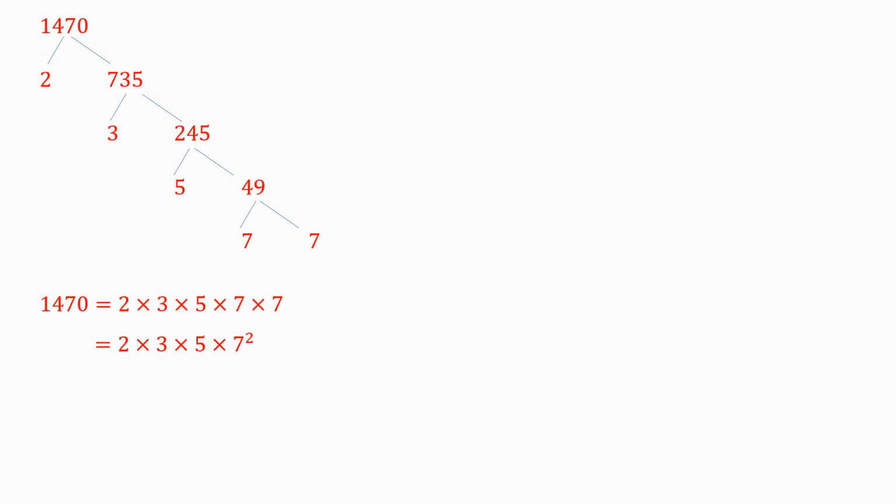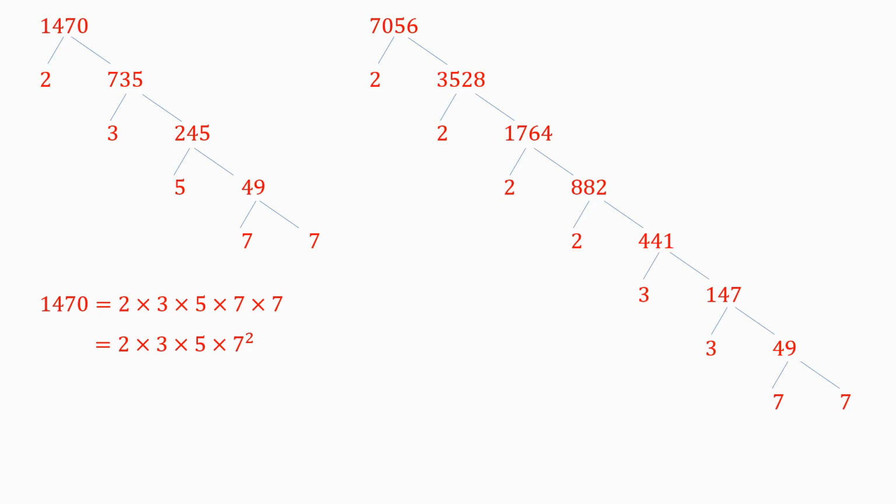Then we go to 7056. The factors are 2 by 3528, 2 by 1764, 2 by 882, 2 by 441, 3 by 147, 3 by 49, then we have 7 by 7. So that means the product of the factors of 7056 is 2 by 2 by 2 by 2 by 3 by 3 by 7 by 7, which can be written as 2 raised to 4 times 3 squared times 7 squared.